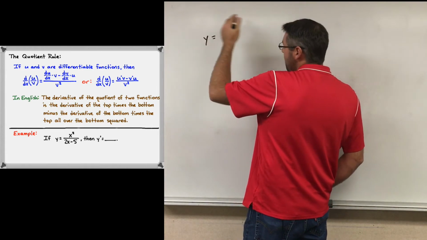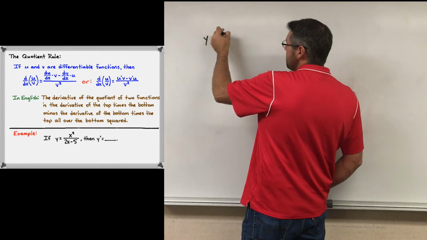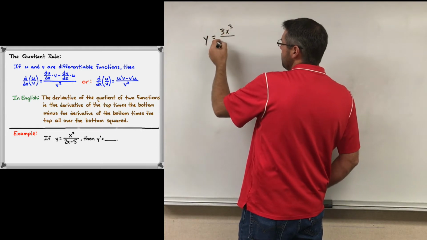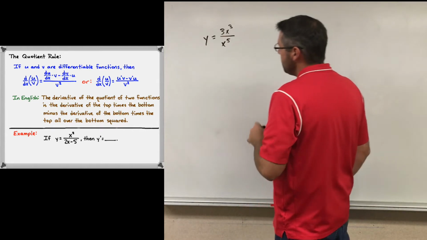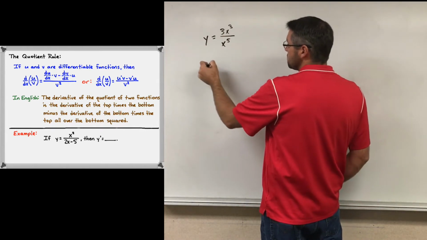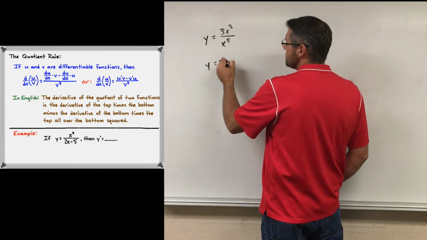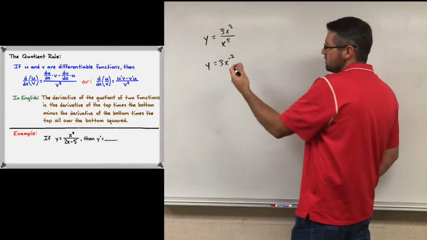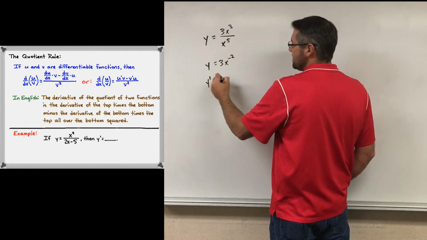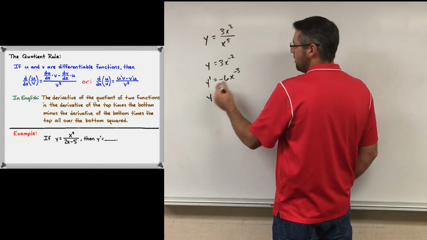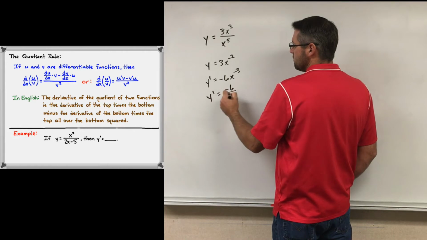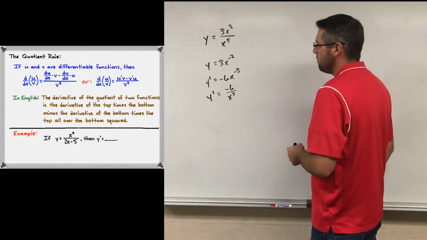If I say y equals 3x to the third over x to the fifth, okay? Now again, there's a quick way, short way of doing this. I could just rewrite this as y equals 3x to the negative second, and then take the derivative from there. So y prime equals negative 6, x to the negative third, and if I want no negative exponents, I put negative 6 over x cubed. So that's fine. That would work fine.